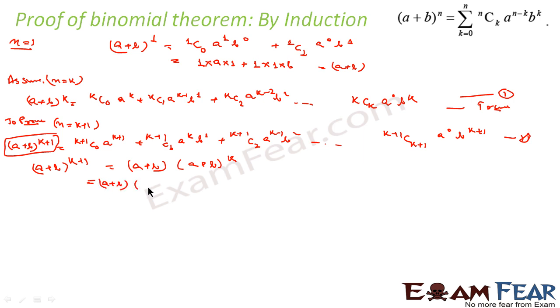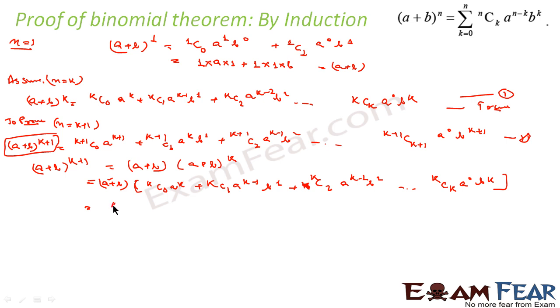So this becomes (a + b) times kC0 a^k plus kC1 a^(k-1) b^1 plus kC2 a^(k-2) b^2 and so on up to kCk a^0 b^k. So we'll do it like this. Now we'll multiply. We'll multiply a with all this, and we'll multiply b with all this. So what do we get?